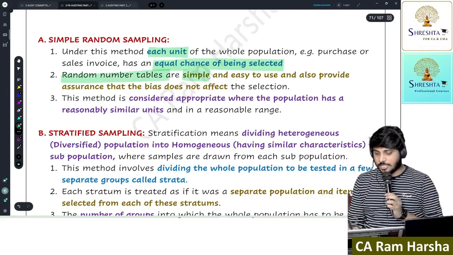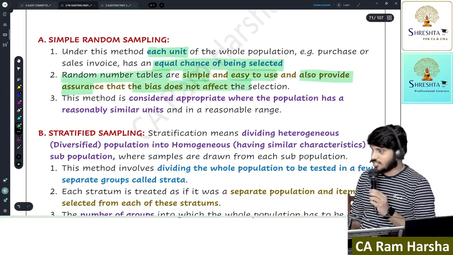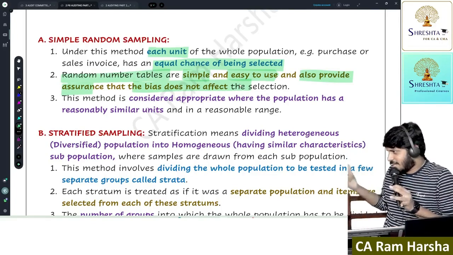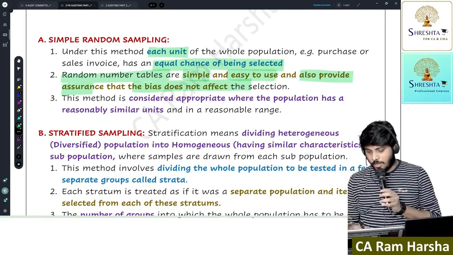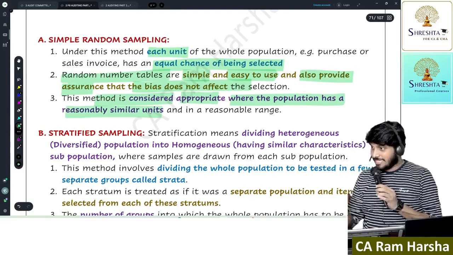Random number tables are simple and easy to use and also provide assurance that bias does not affect. Now we use Excel sheet random number table technique. So is there any bias? Is there any my personal judgment in that number selection? No. This method is considered appropriate where population has a reasonably similar units.